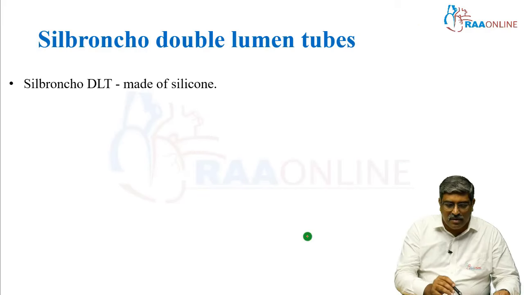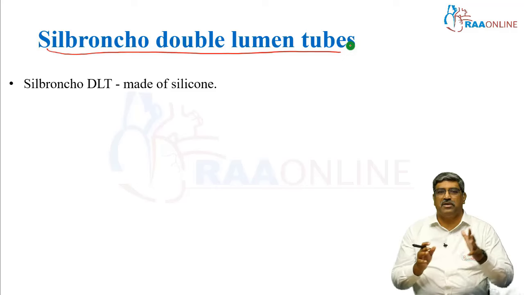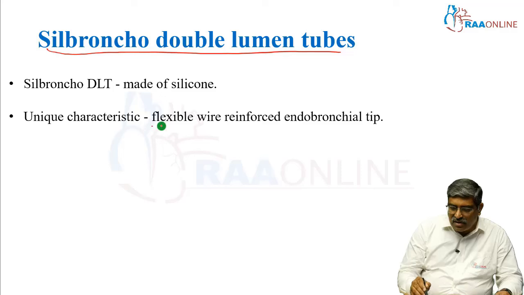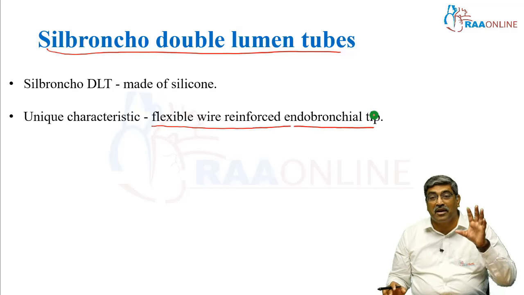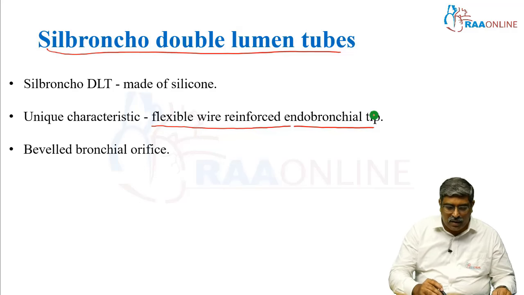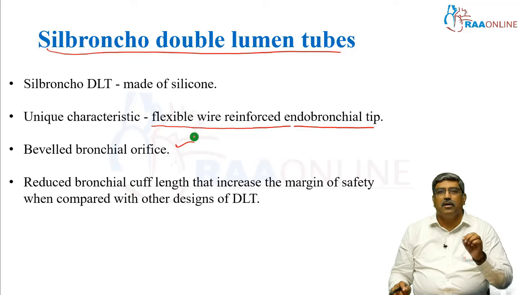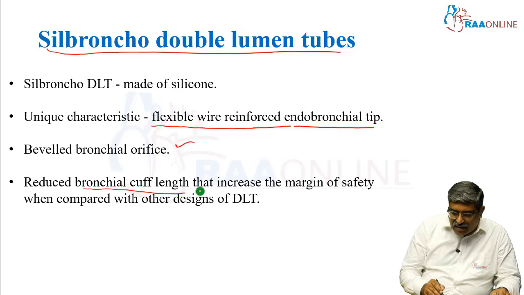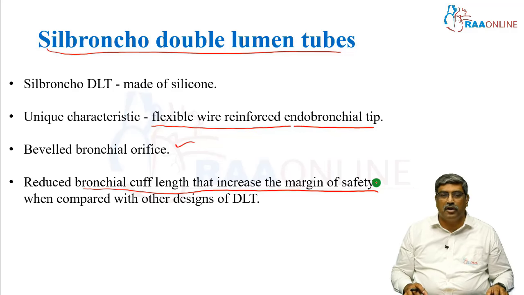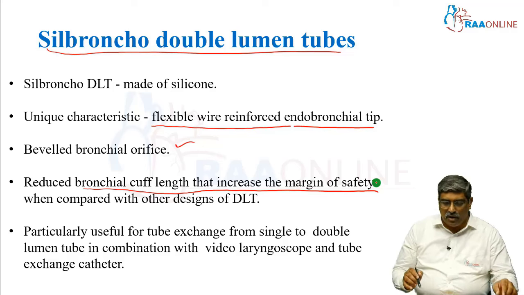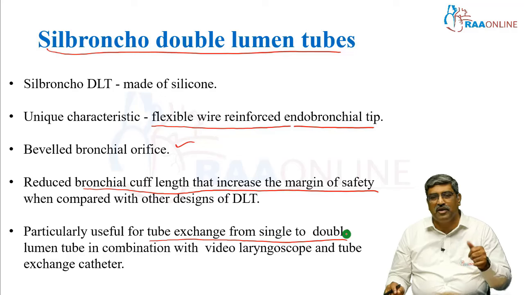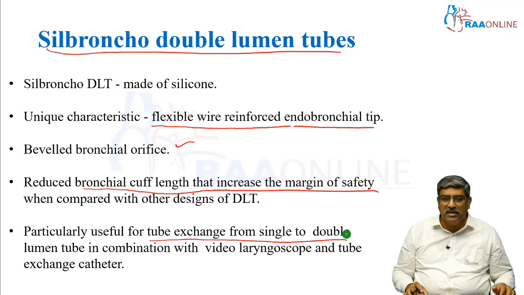Next comes the Silbroncho double-lumen tube. Sil stands for silicone. The unique characteristics of this silicone tube are a flexible wire reinforced endobronchial tip and a beveled bronchial orifice. The reduced bronchial cuff length increases the margin of safety when compared to other designs of double-lumen tube. It is particularly useful for tube exchange from single to double-lumen tube in combination with video laryngoscopy and a tube exchange catheter.